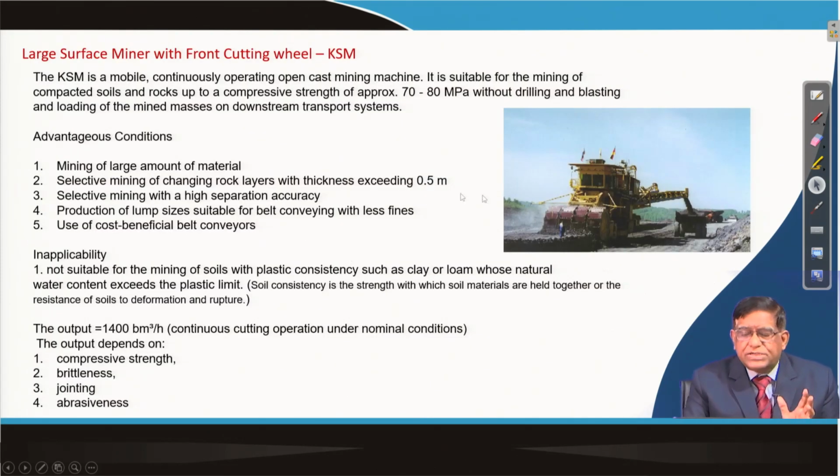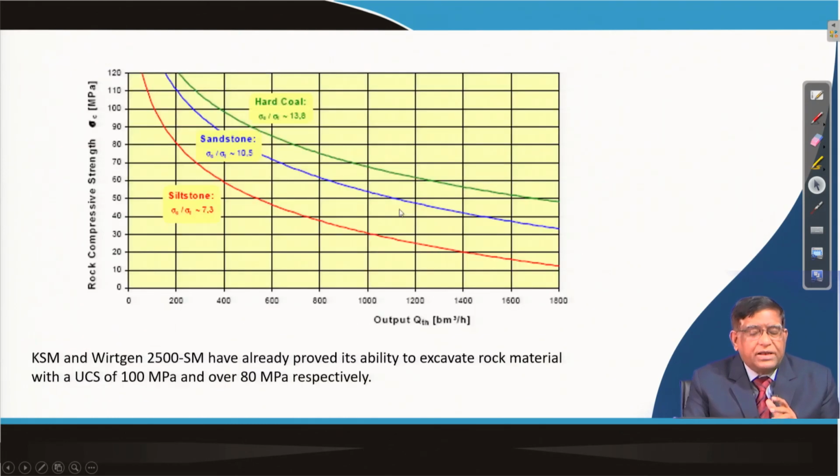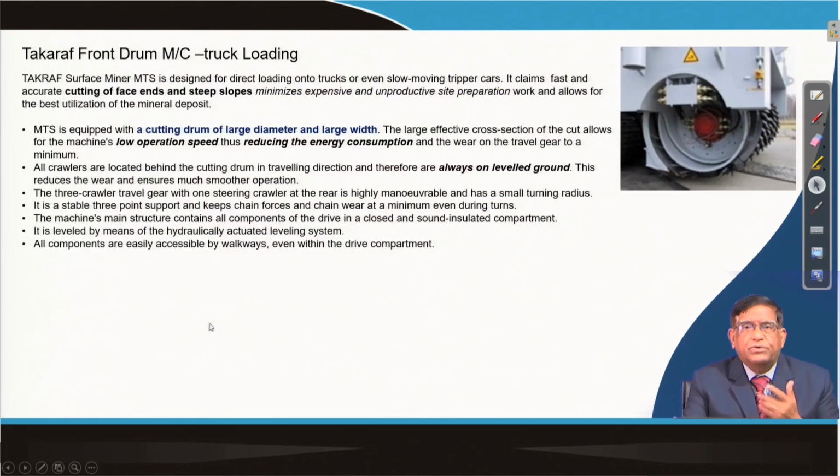And then you can see here that there is a group that made some of these machines with a front drum, that is cutting over here and then loading onto the conveyor belt. If you see the output, it depends on the rock's compressive strength, and you can see that with different rock, different material, your output gets changed in this way. That means your output will increase if your rock compressive strength is less, and exactly which particular machines will give you what type of performance you can see over here.